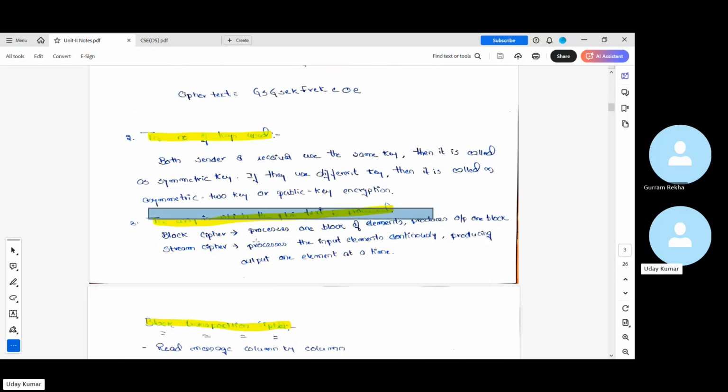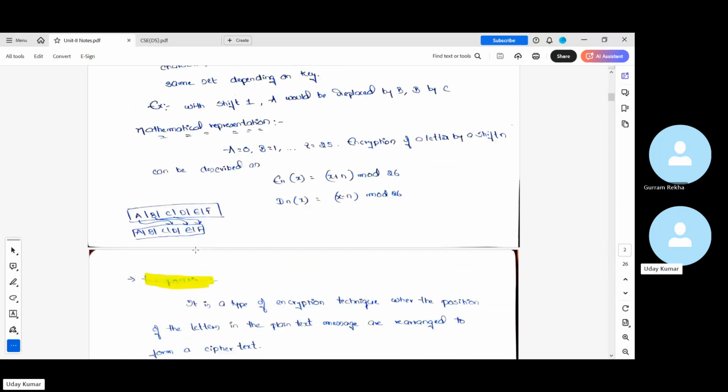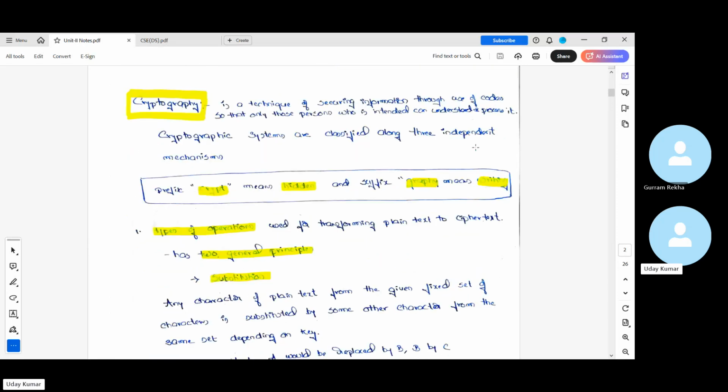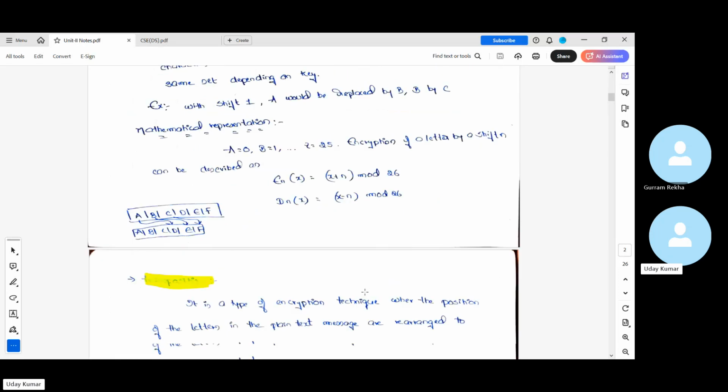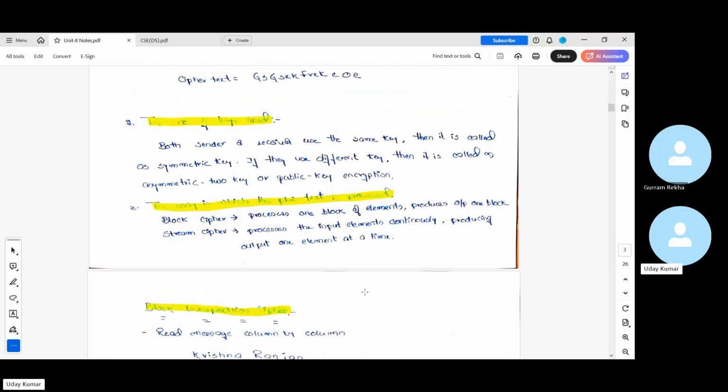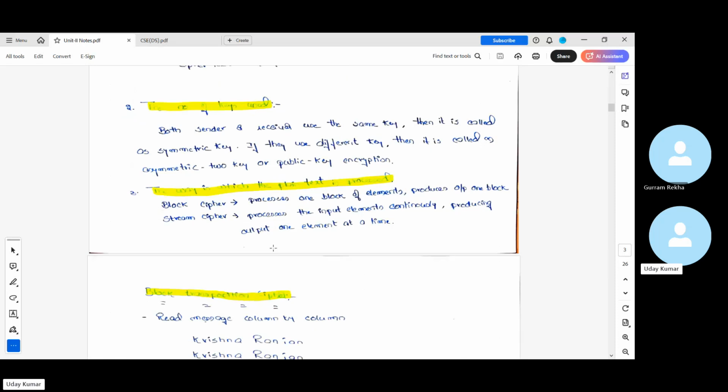So first is the block cipher. It processes one block of elements and produces one block of output. A stream cipher processes the input elements continuously, producing output one element at a time. So these are the three independent mechanisms, students, like we were telling here. First is the types of operations. Next is the number of keys used, and the way the plain text is processed, whether block or stream.